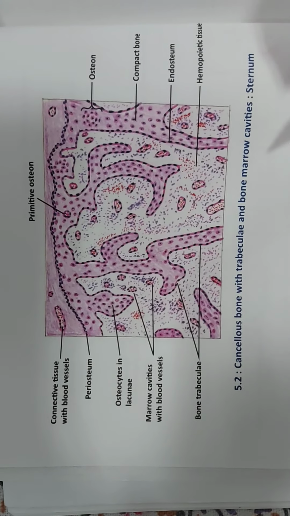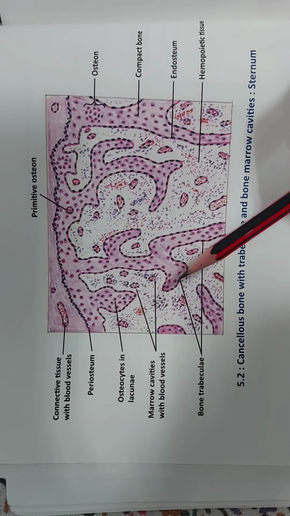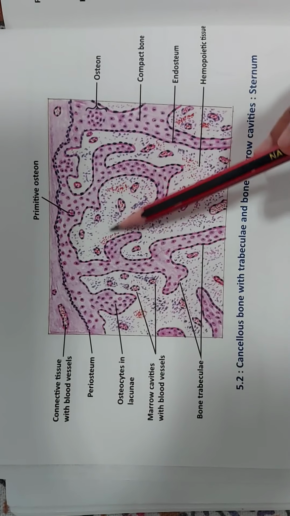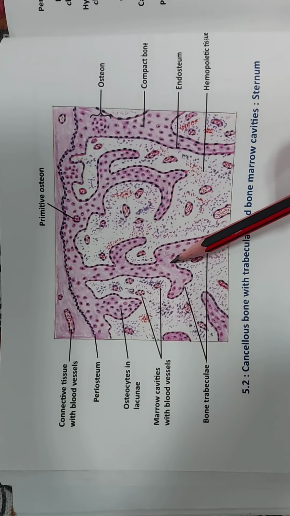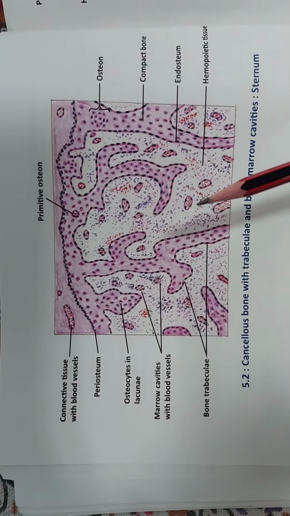So the identification feature of this slide is, first, it consists of cylindrical bone, that is trabeculae, which enclose irregular cavities, and each trabecula is made up of a number of lamellas containing the osteocytes, and the third one is that no Haversian system is present.